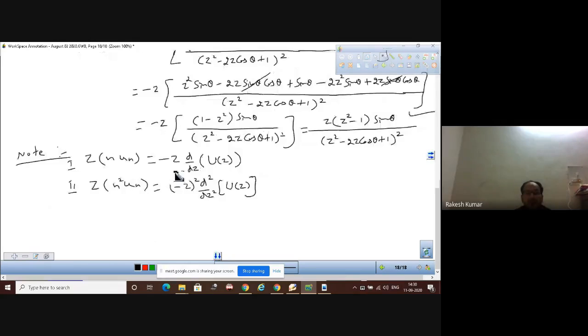So in general, we can write down the formula in general, that is n raised to power m times u n, that is equal to minus z raised to power m, and m-th order derivative of u of z.